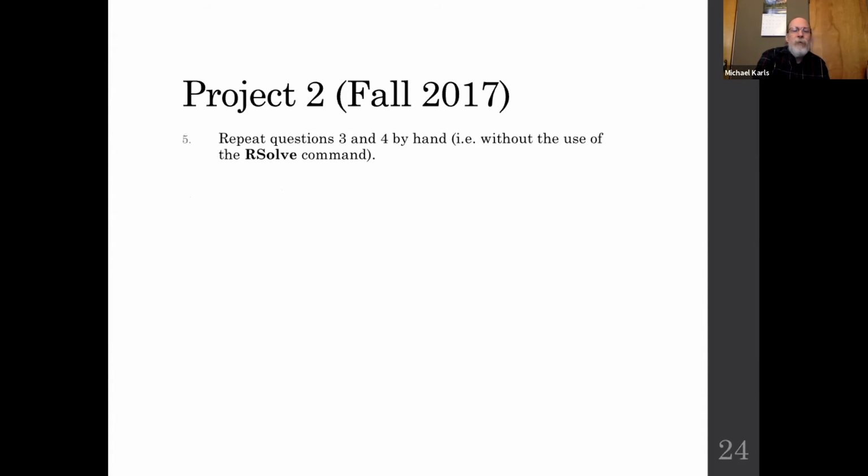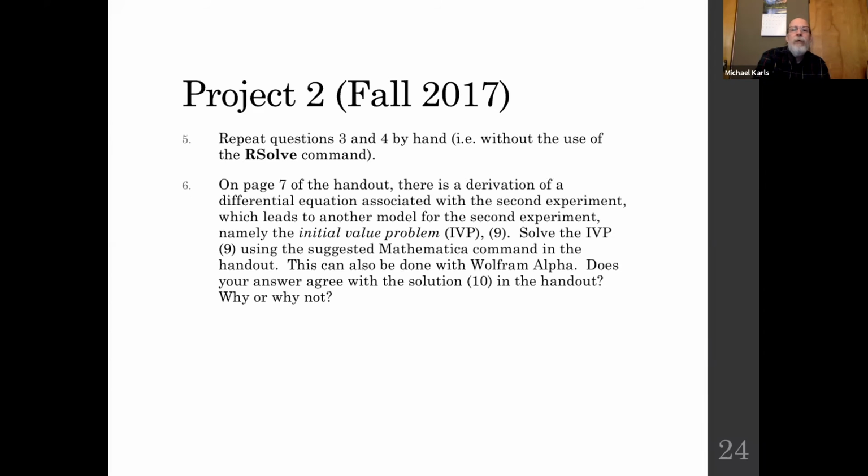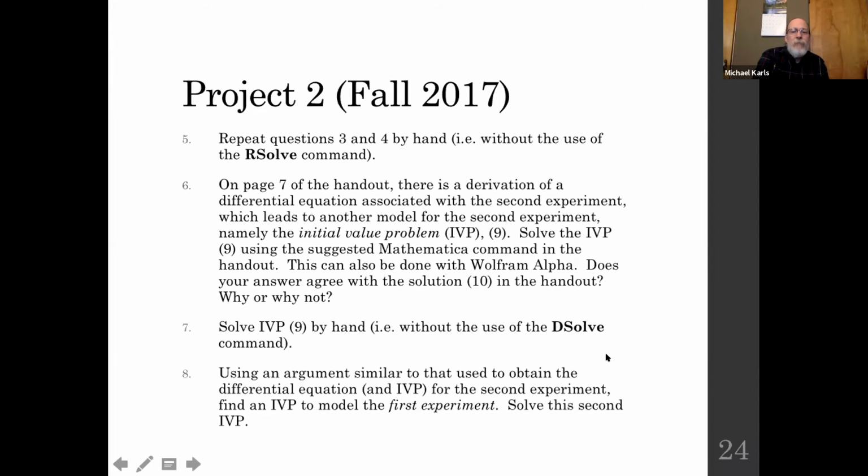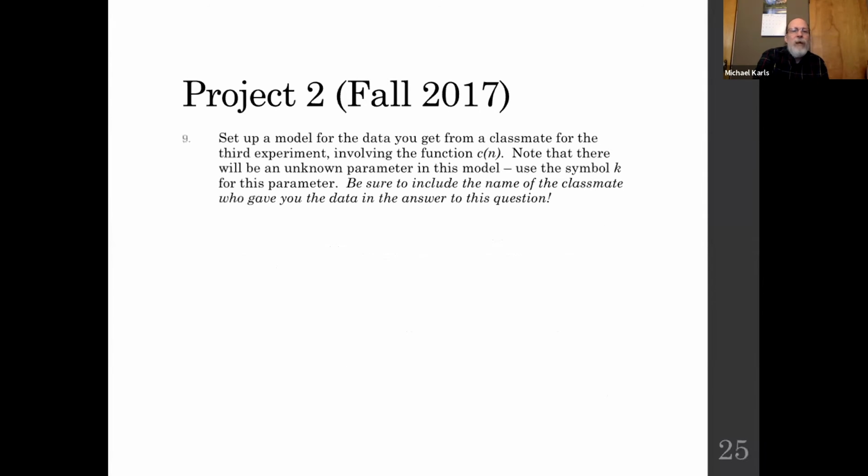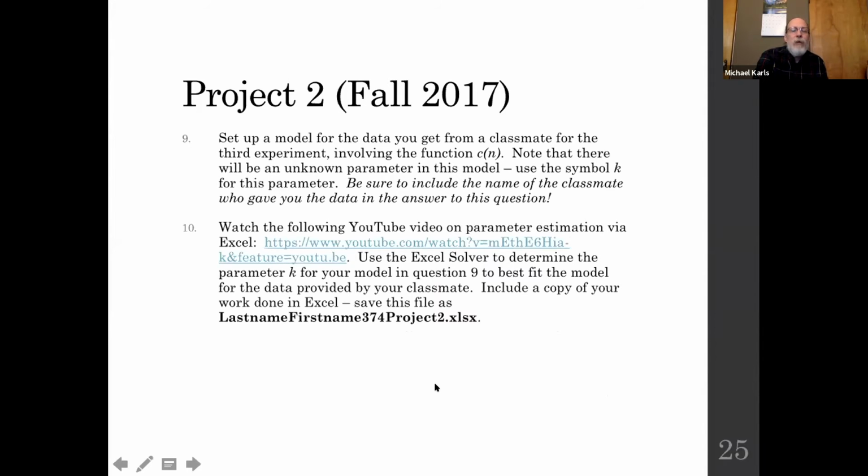And then they're supposed to repeat questions 3 and 4. So solve the recurrence relations by hand instead of using Mathematica's RSolve command. And then in the Simiode handout, there's a derivation of a differential equation for the second experiment. And you actually build an initial value problem. And I wanted them to solve it using Mathematica, which is suggested in Simiode. Then I also wanted them to solve it by hand because we learned how to do that in class. And then I wanted to do the same thing for the first experiment, derive a differential equation, solve it by hand. And then go back and look at the data your classmate gave you, set up a model for it.